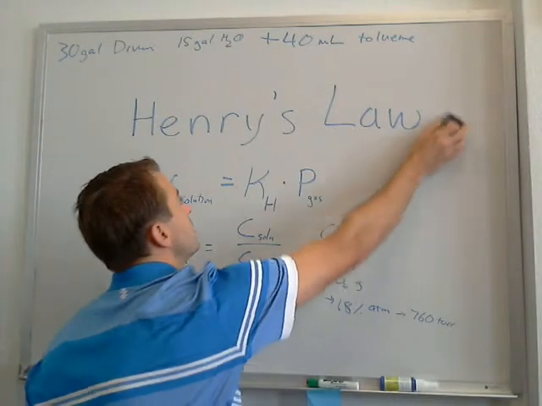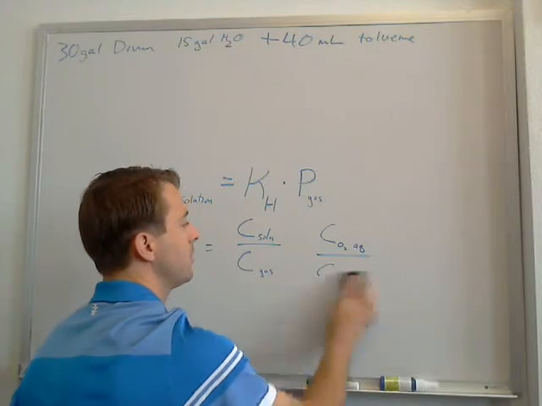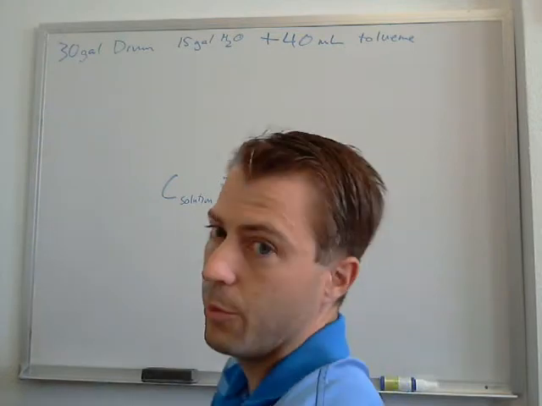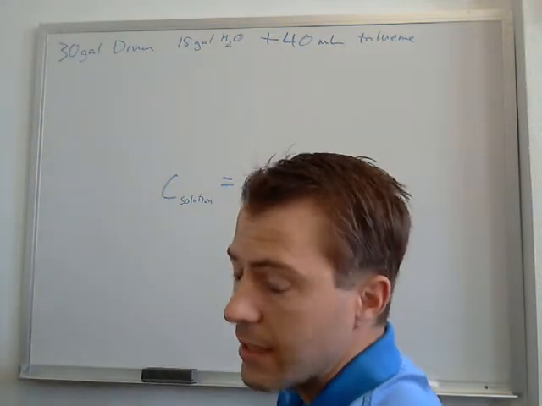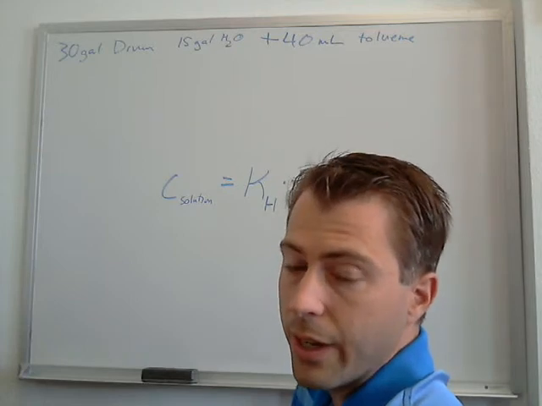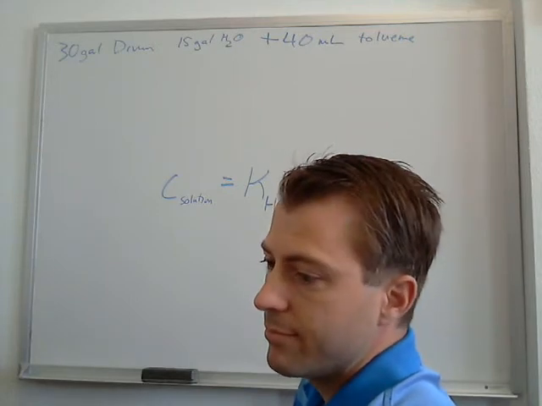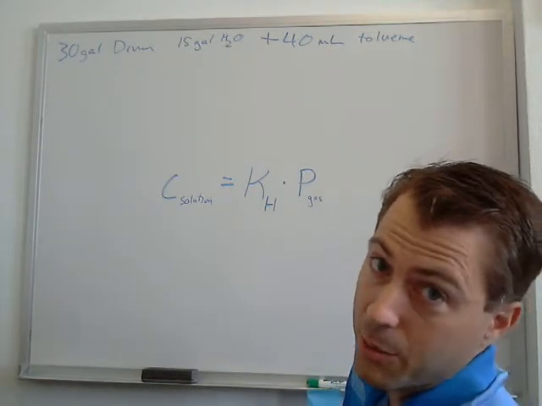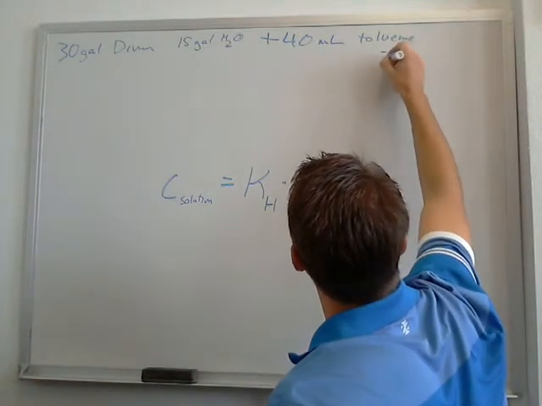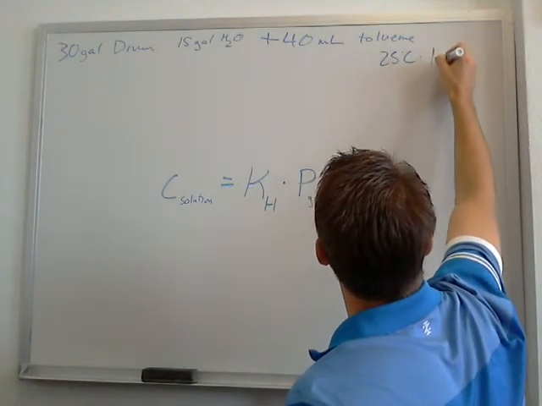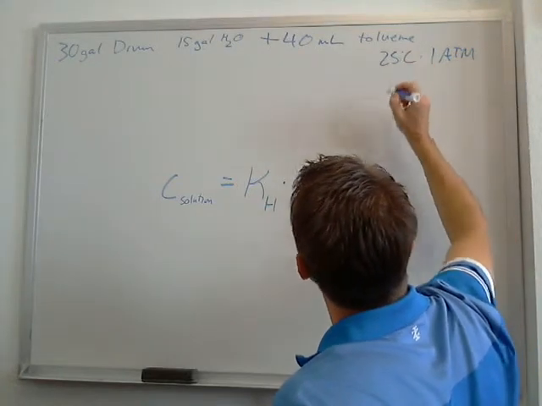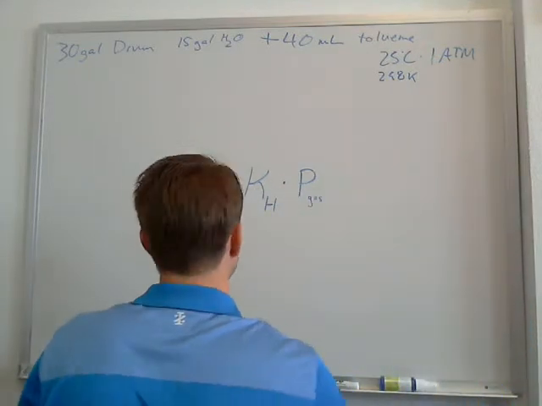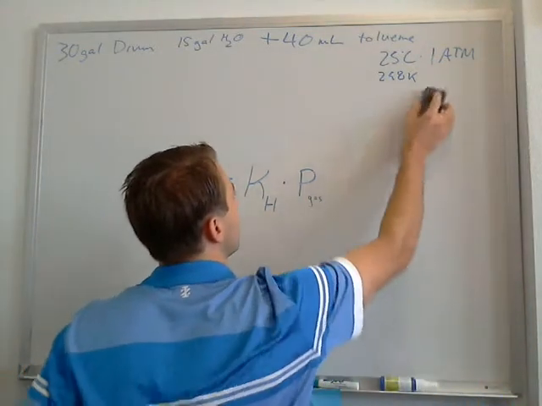So the first thing we need to do is look up the Henry's Law constant for toluene, and we also need to specify what temperature and pressure we're operating at. So in this case, let's just operate at 25 C, a typical nice, cool fall, autumn day, and we'll say that we're on a loading dock somewhere. So we're at sea level. So we'll call that 25 C and 1 atmosphere. And 25 C, of course, is also 298 Kelvin, just keep that in mind. I don't know that we're going to need it for sure.